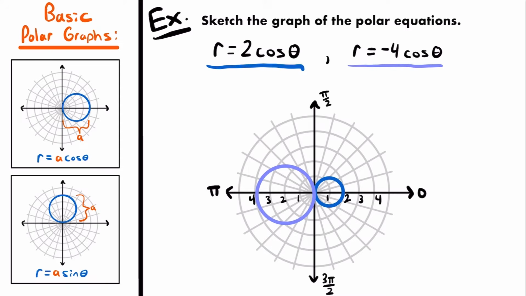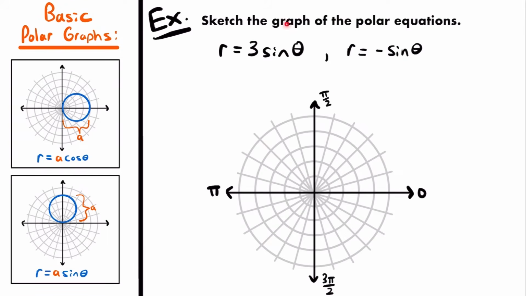All right, now let's look at another example, but instead of having equations where we're working with cosine times a constant, we will look at polar equations where we have a constant times sine. All right, so here's our two polar equations. We want to sketch the graph of them. We have r equals 3 times sine theta and r equals negative sine theta.